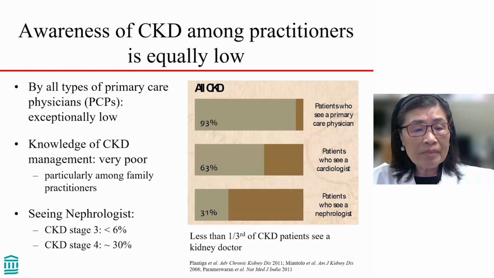How about among the practitioners? I won't go through the detail. This is, again, United States data. We're not getting any better. Only among those with CKD stage 3 or less, 6% get referred to nephrology. Those at stage 4, it is about 30%. This slide shows two different studies and they have identical results. And this is still not good enough.